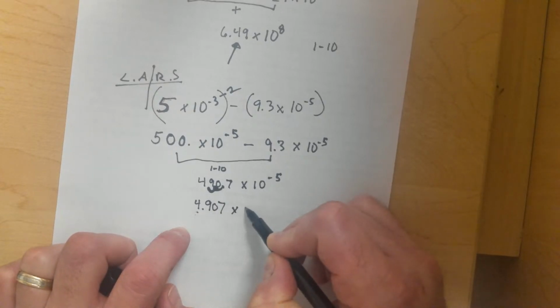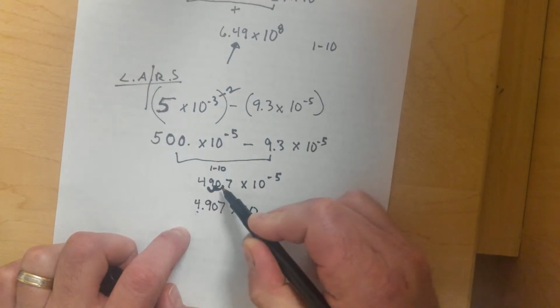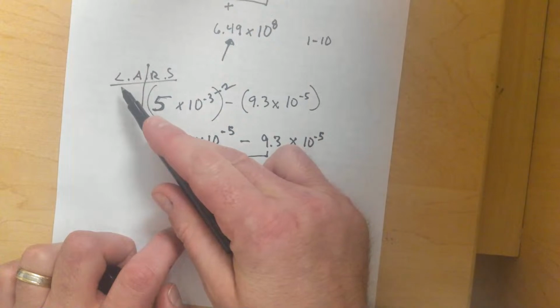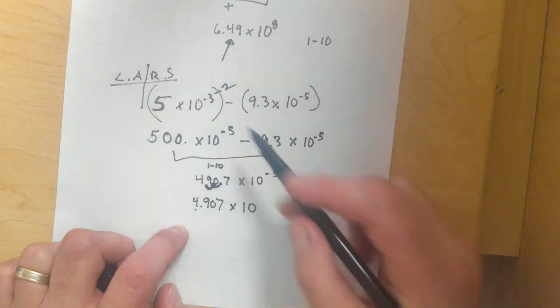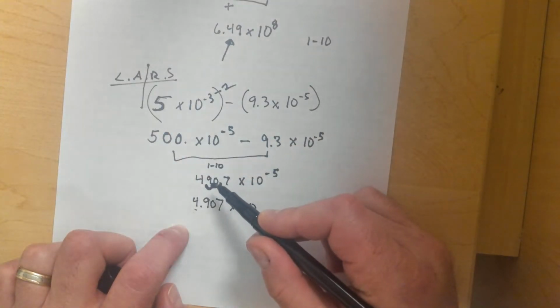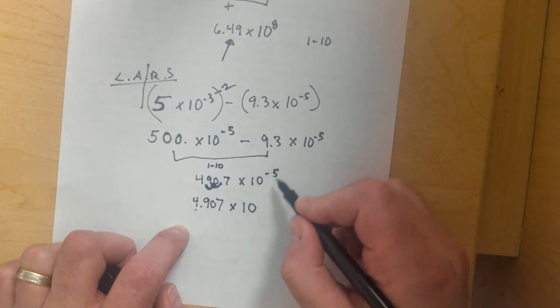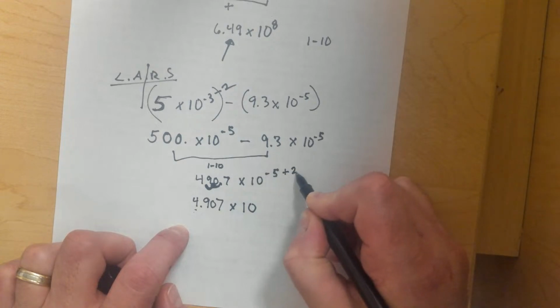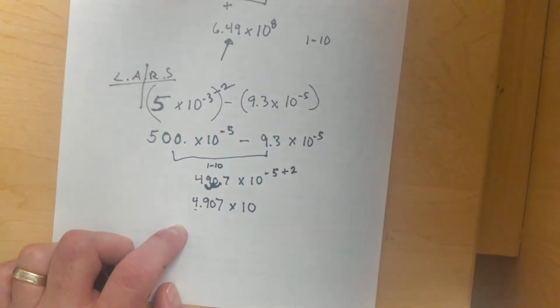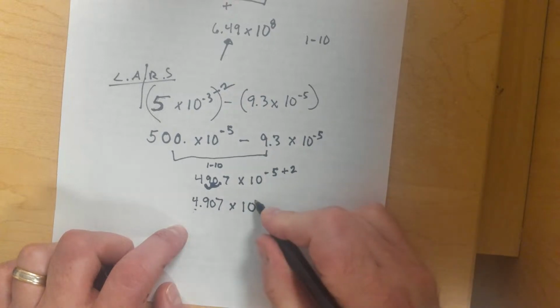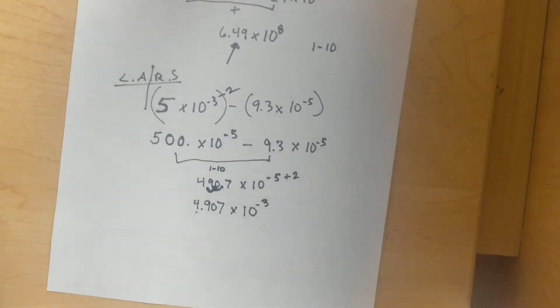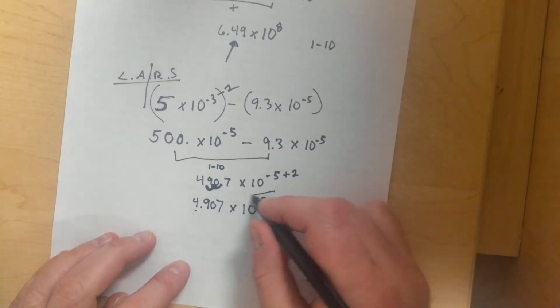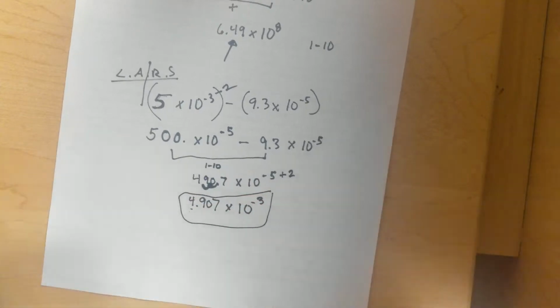Now there are some rules. Since I moved my decimal left, I'm going to add, in this case, 2 to my exponent. So -5 plus 2 puts me at -3. After I do all of that, this is my final answer.